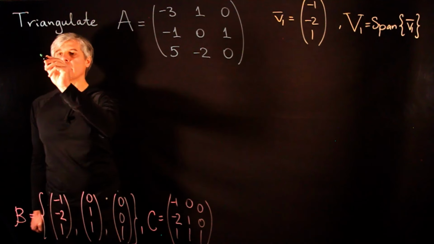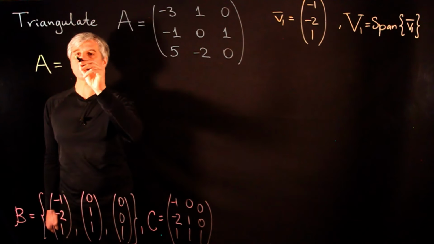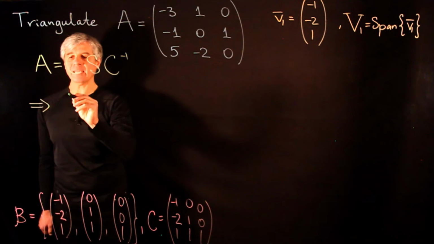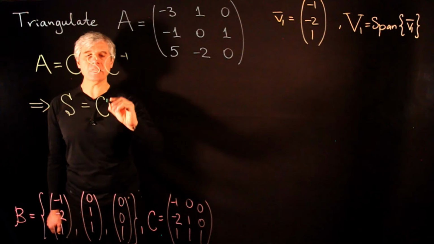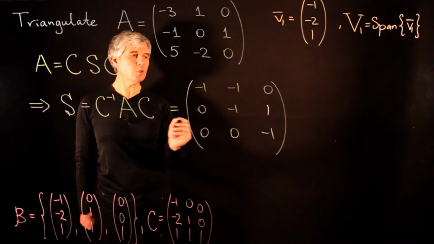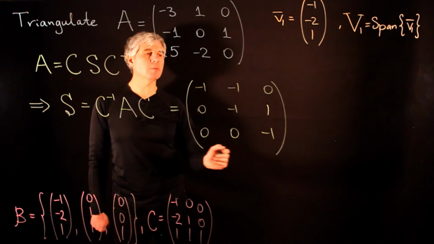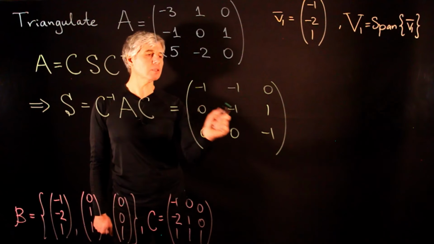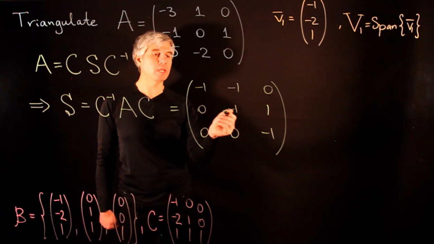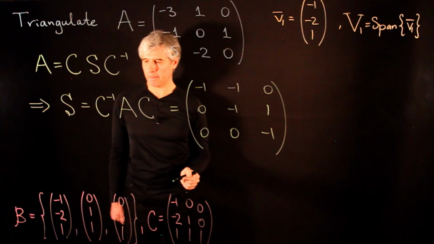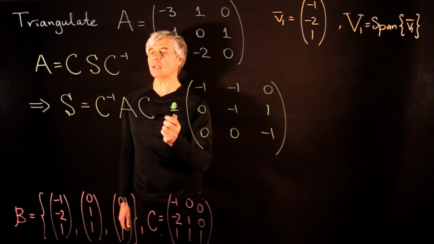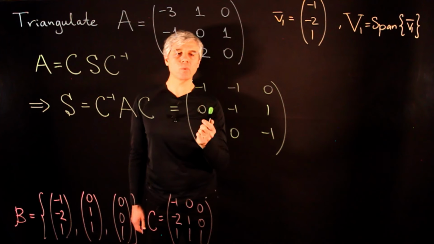And now we write down our triangulation formula. A is equal to C times S times C inverse. And from here we get that S is equal to C inverse times A times C. And if we carry out this computation, we obtain this upper triangular matrix. As expected, on the diagonal we have -1s, which are eigenvalues of our matrix -1 with multiplicity 3. We also point out that matrix A is not diagonalizable because here we had a single eigenvalue and the one-dimensional eigenspace.